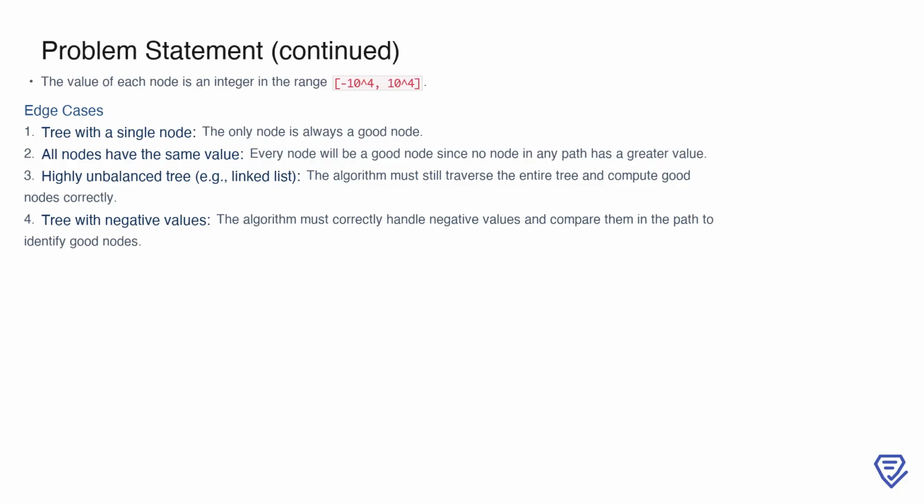For highly unbalanced trees that resemble a linked list, the algorithm must still traverse the entire tree and correctly compute the count of good nodes. Additionally, the algorithm must handle trees with negative values and compare them accurately to determine which nodes are good. These considerations are crucial for implementing an efficient and correct solution.